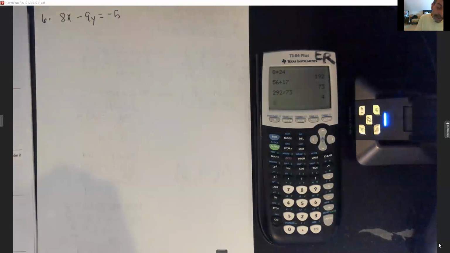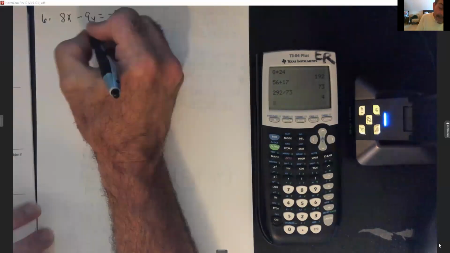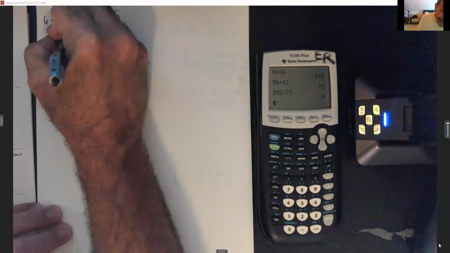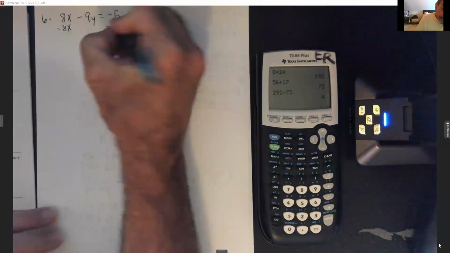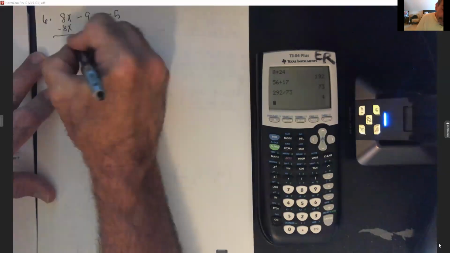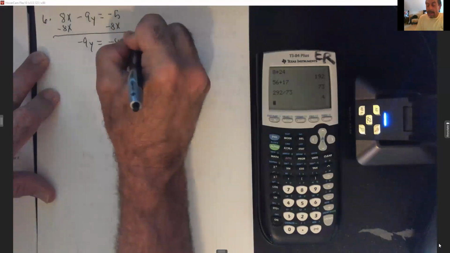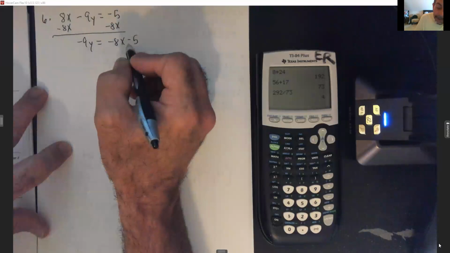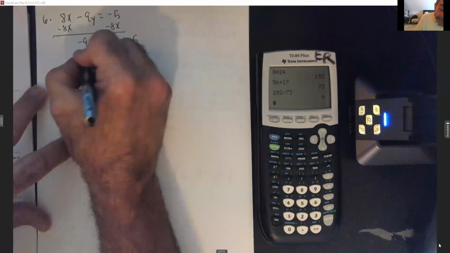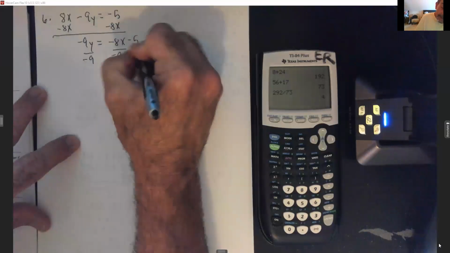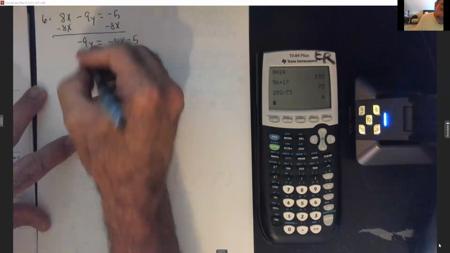All right, so the thing you want to do is solve this for the y. So to get the y's by themselves, you're going to subtract 8x from both sides. So we get negative 9y equals negative 8x minus 5. So they weren't like terms, so I couldn't add them together. Now I got to divide everybody by negative 9. That's going to make that a positive 1y.